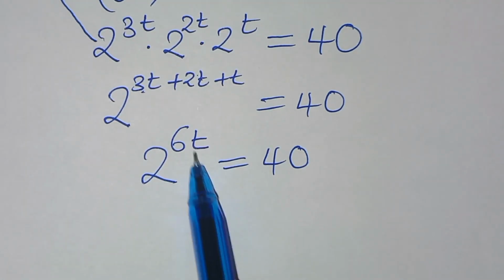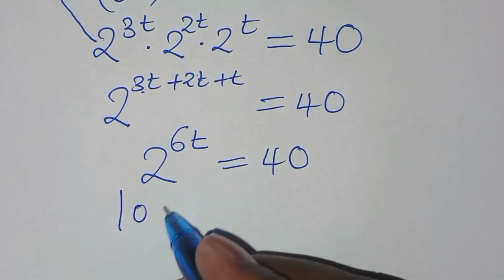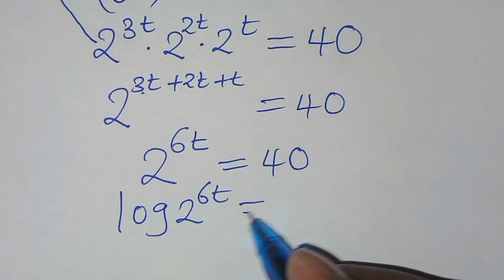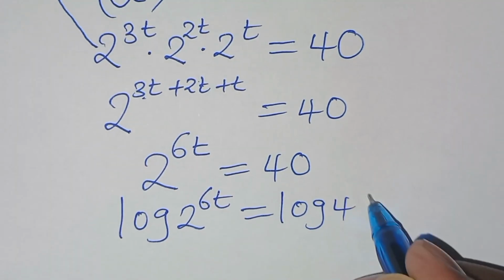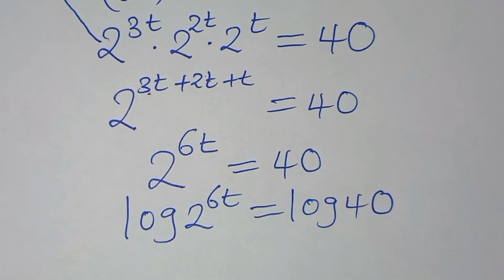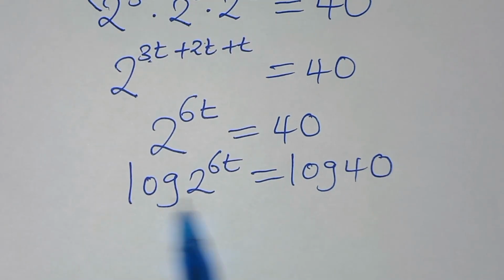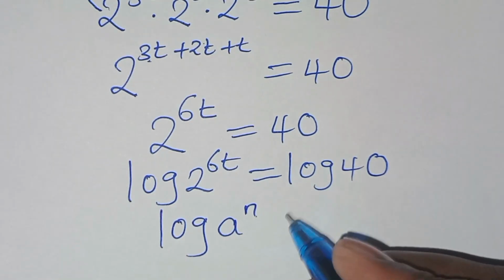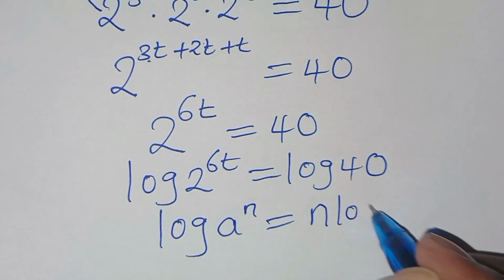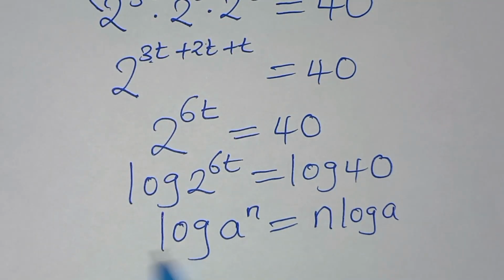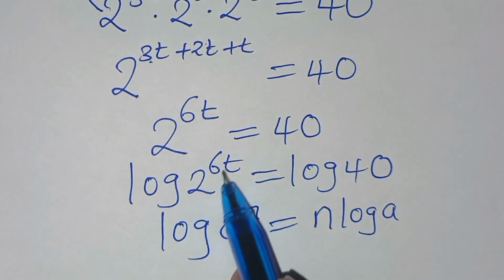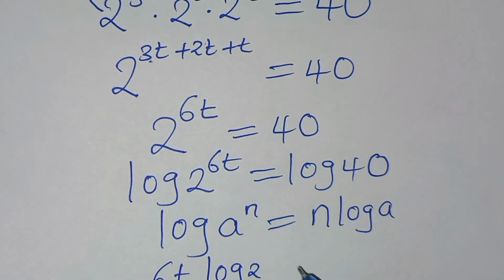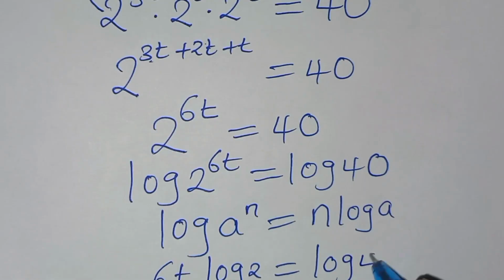To solve for t here, we introduce logarithm on both sides. So here we have log 2 to the power 6t equal to log 40. Now the next step is that log 2 to the power 6t is in the form of log a to the power n, which we can express as n log a. So applying this power rule property of logarithm, log 2 to the power 6t becomes 6t log 2, equal to log 40.